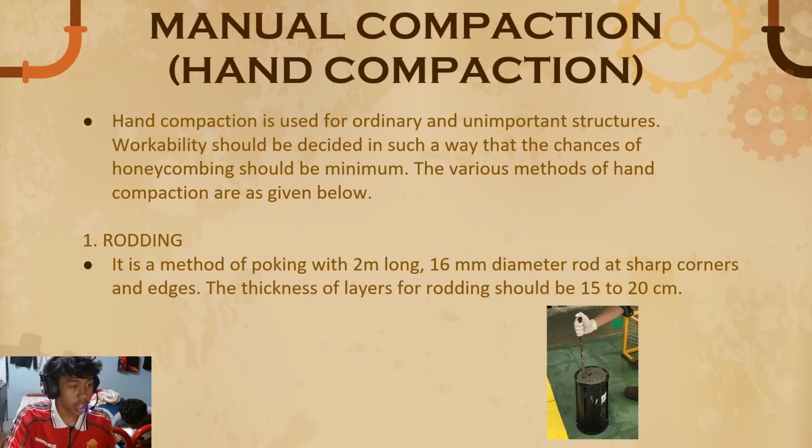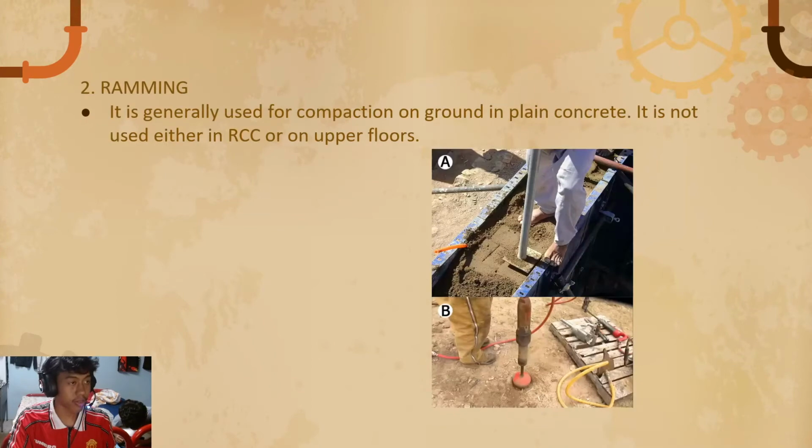First, rodding. Rodding is a method of working with a 2 meter long, 60 mm diameter rod at sharp corners and edges. The thickness of layers for rodding should be 50 to 20 cm. Second is ramming. Ramming is generally used for compaction on ground in plain concrete. It is not used either in RCC or on upper floors.